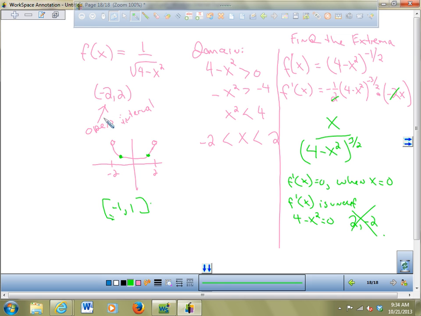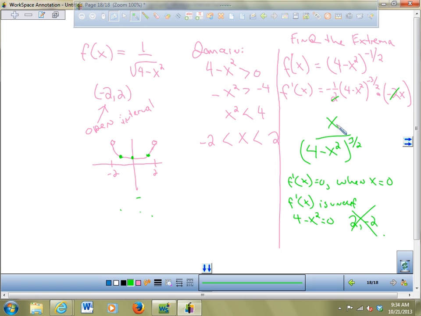No. So those wouldn't be local maximums and minimums? They'd be local and they'd be absolute. Yeah. Okay? And then at x equals 0, you could look at the graph and tell that's probably a minimum.